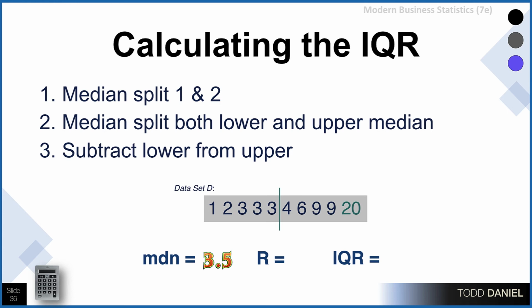Given that, we will then do a median split on the lower half of our distribution. In the lower half of our distribution, the median score is 3.